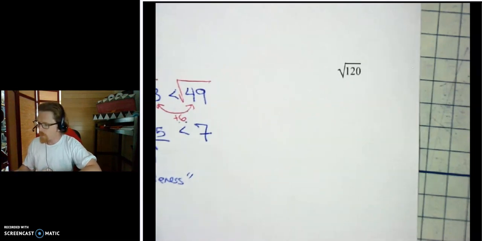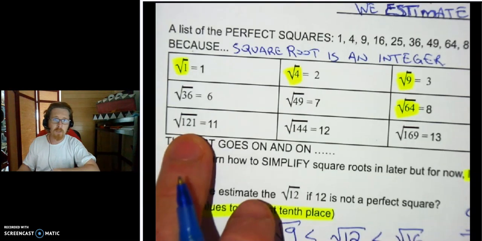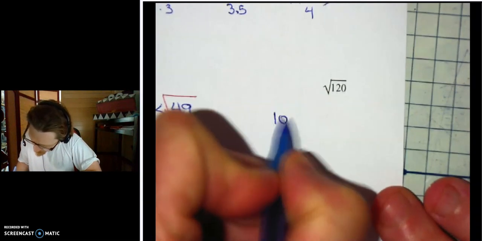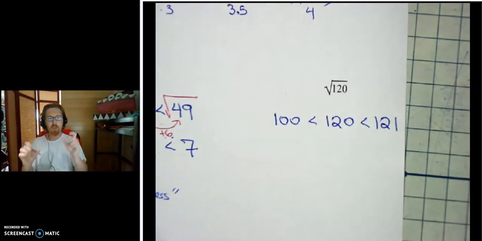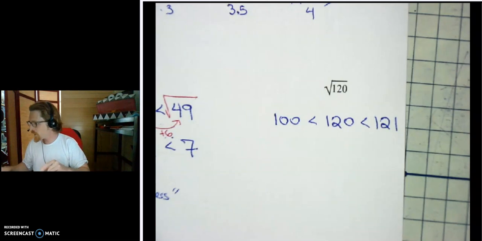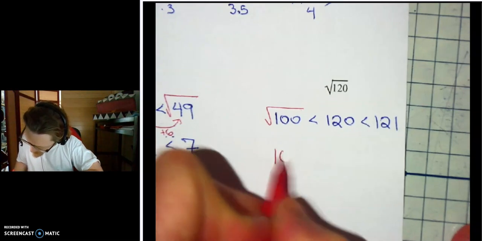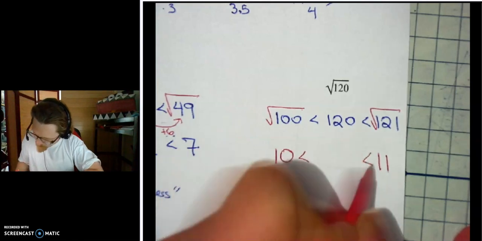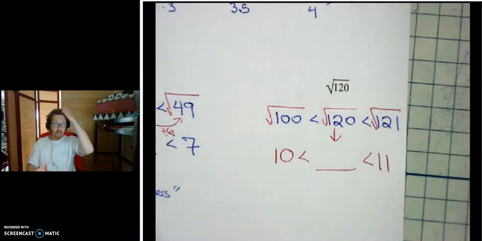Looking up at my perfect squares, I see that 100 is a perfect square, and I see that 121 is a perfect square. So the square root of 120 is going to be between 100 and 121. So again, I take those perfect squares that surround the number that I want, and then I'm going to take the square root of those perfect squares. The square root of 100 is 10, and the square root of 121 is 11. And so I know that the square root of 120 is going to be somewhere between 10 and 11.